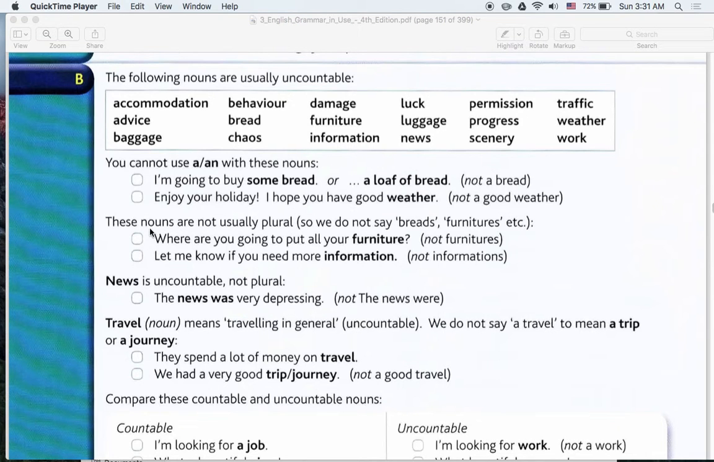Weather. These nouns are not usually plural, so we don't say breads, furnitures, etc. Where are you going to put all your furniture, not furnitures? Let me know if you need more information, not informations. So they are usually singular, like one form, and we just use this initial form when we use them in a sentence. Furniture, information, and so on.